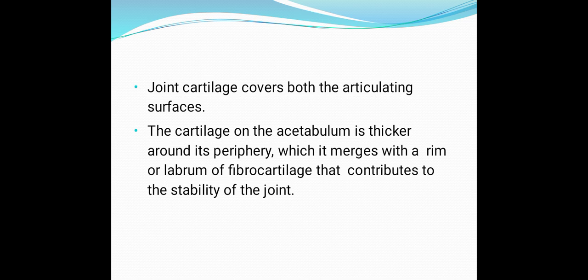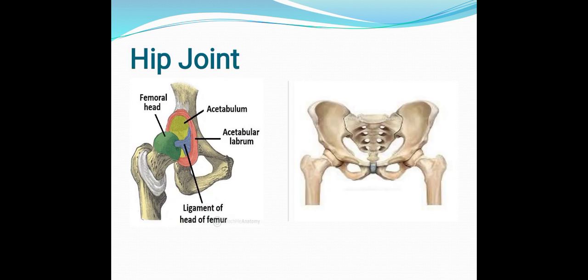Joint cartilage covers both the articulating surfaces of the hip joint. The cartilage on the acetabulum is thicker around its periphery, where it merges with the rim or labrum of fibrocartilage that contributes to the stability of the joint. This is the hip joint.